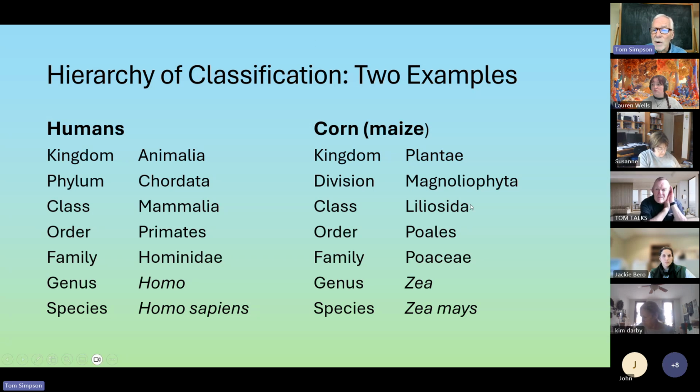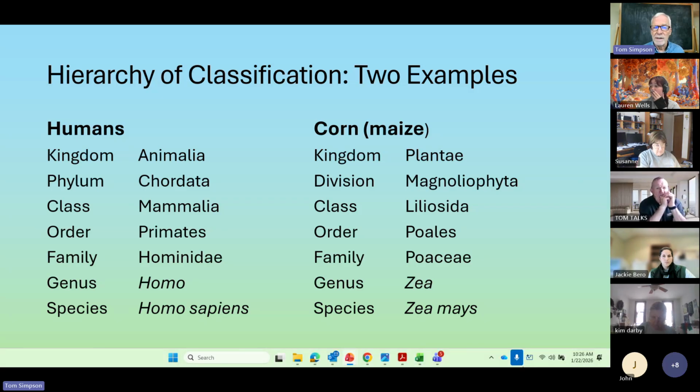All of those belong to Liliopsida, which many of us know as monocots, with plants with parallel vein leaves and flowers whose parts are in threes and sixes. Magnoliophyta, which are flowering plants, and then the whole plant kingdom. So that's the many different levels to plant classification. We're going to talk mostly about families today.